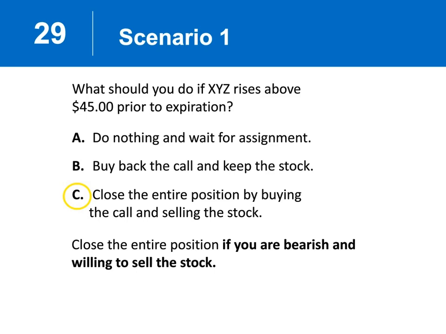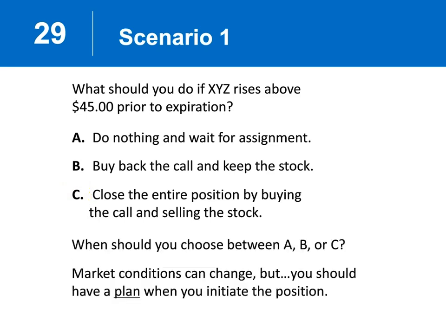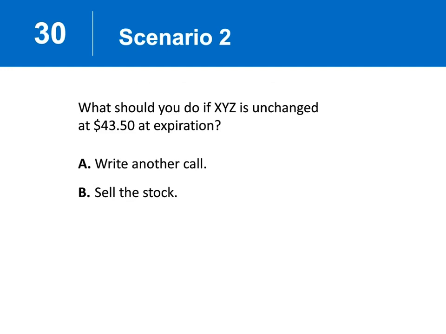Now let's take a look at scenario number 2, which would be the stock doesn't go anywhere. It stays right where it is. If the stock is unchanged at expiration, well, this one's a little more simple to look at. You have several choices really here. First of all, you could write another call. You're left with a long stock position. That's what you have in your account. You're just long shares. So if you're still neutral to moderately bullish, you could write another call option and reintroduce the covered call spread again.